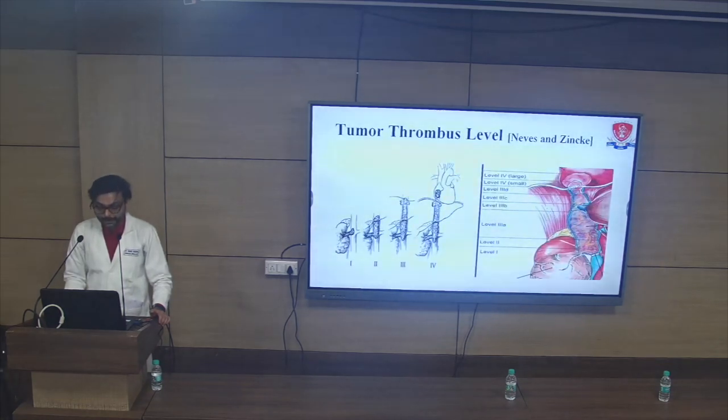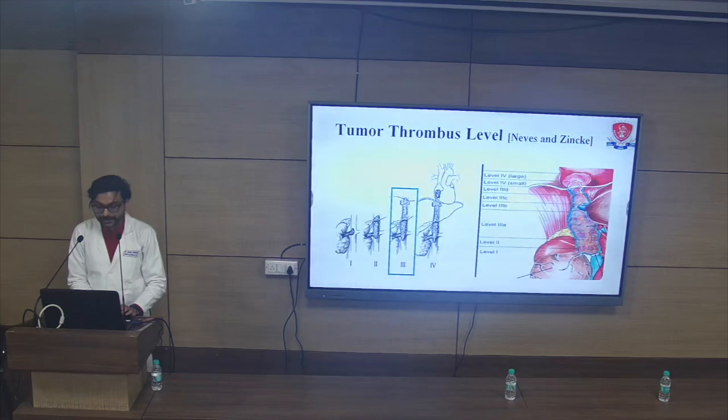Our patient has a tumor thrombus level. This is a representative image showing the IVC thrombus level, with extension into the IVC. So here the tumor thrombus is at the right hepatic vein and IVC junction. So it comes under level 3 of the Neves and Zincke tumor thrombus level. To modify further, here it could be stage 3 at the level of the right hepatic vein at the junction of the IVC and above it. So it could be either 3C or 3B.